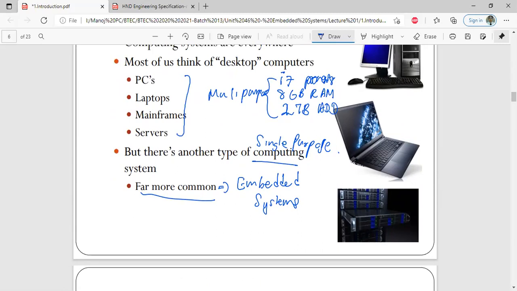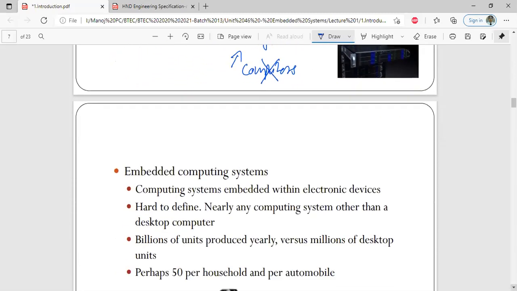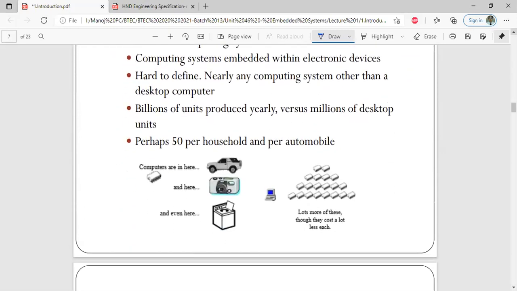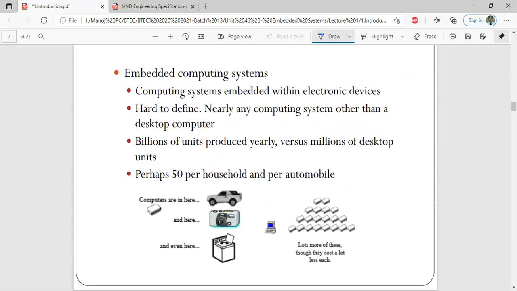So we'll take a look why they are single purpose and why we call them embedded systems, not computers. It has computing power, but we don't call them computers because they are single purpose devices, right? So we consider embedded computing systems, computing systems embedded within electronic devices, and hard to define, right?